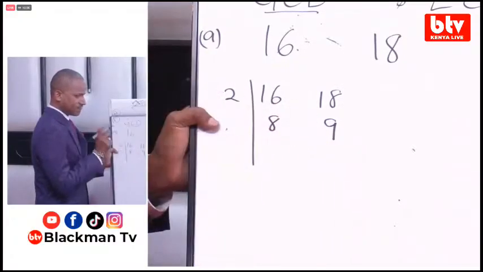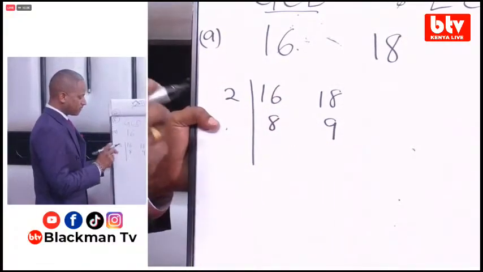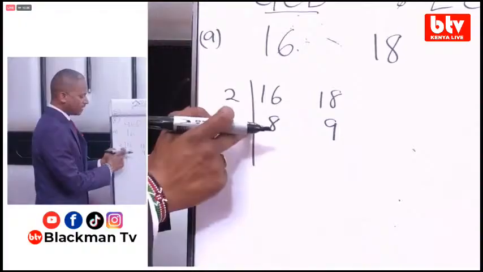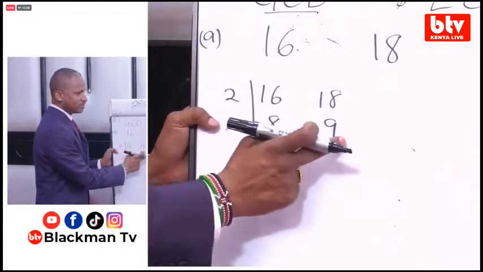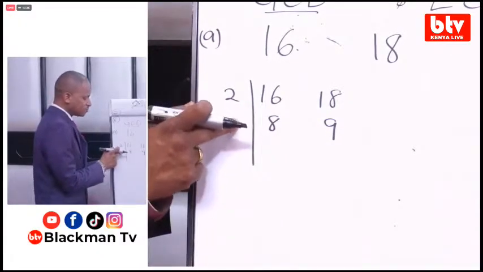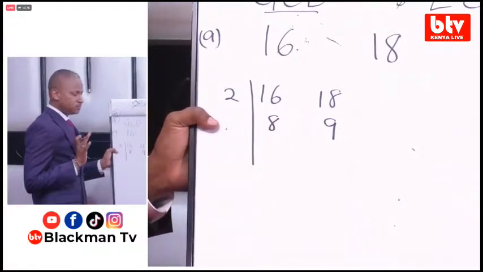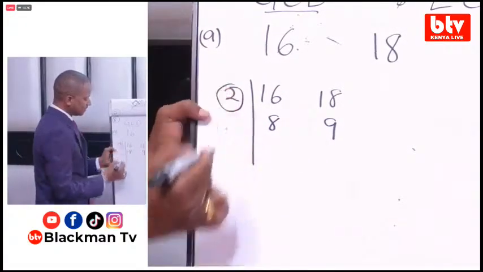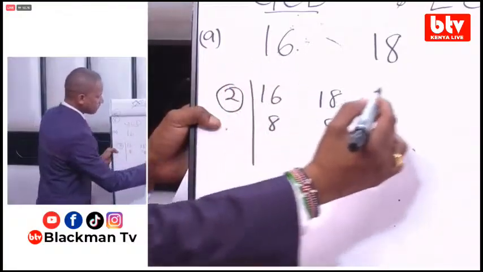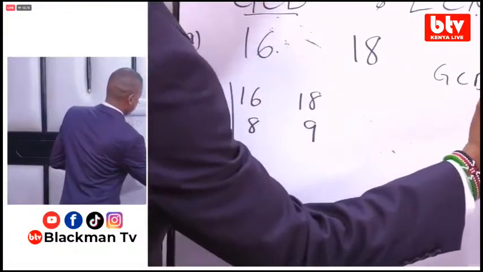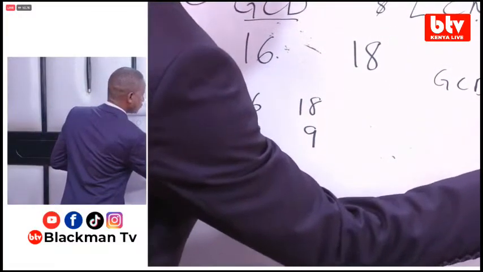So if you are finding a GCD, make sure that you leave it at the point where the next factor can give you a remainder. If the next factor gives you a remainder in either of these numbers, you leave it at that point. So our answer is 2. So the GCD of 16 and 18 equals 2.